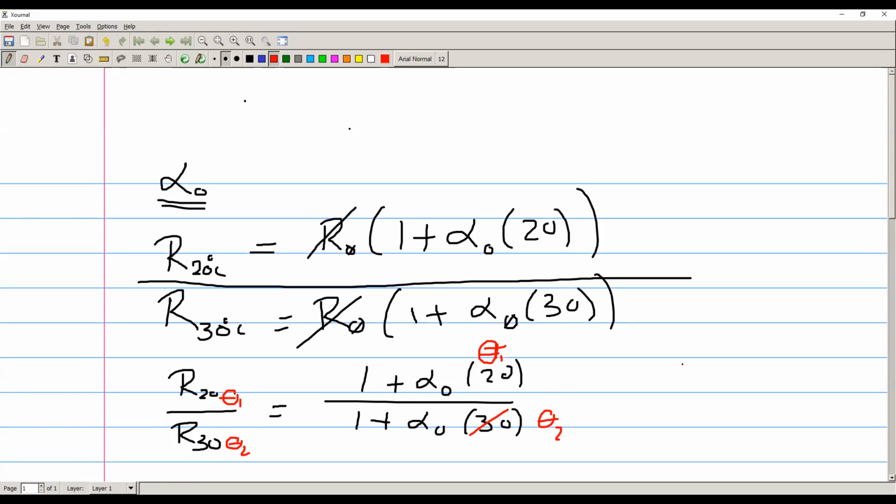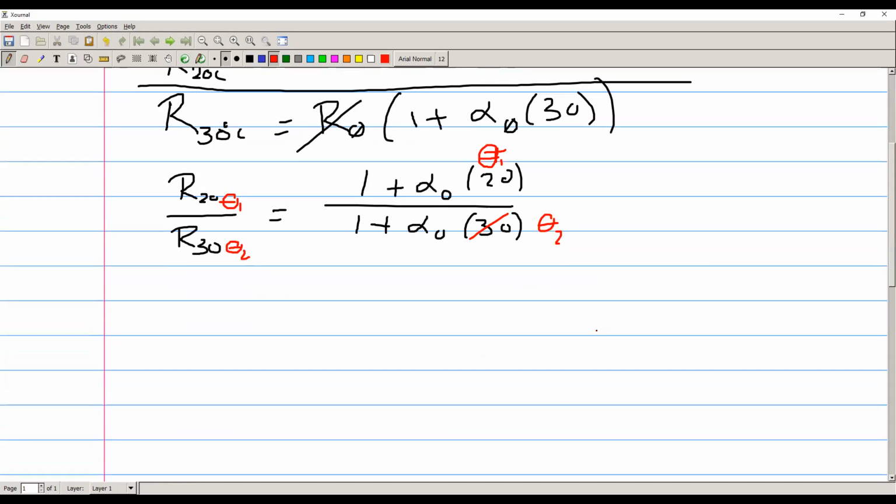Okay, this can be very handy if you're given the resistance at a particular temperature, not at 0, and you want to calculate the resistance at another temperature. For example, if I told you that a particular resistance was equal to 100 ohms at 20 degrees, and I want you to calculate R at 30 degrees.